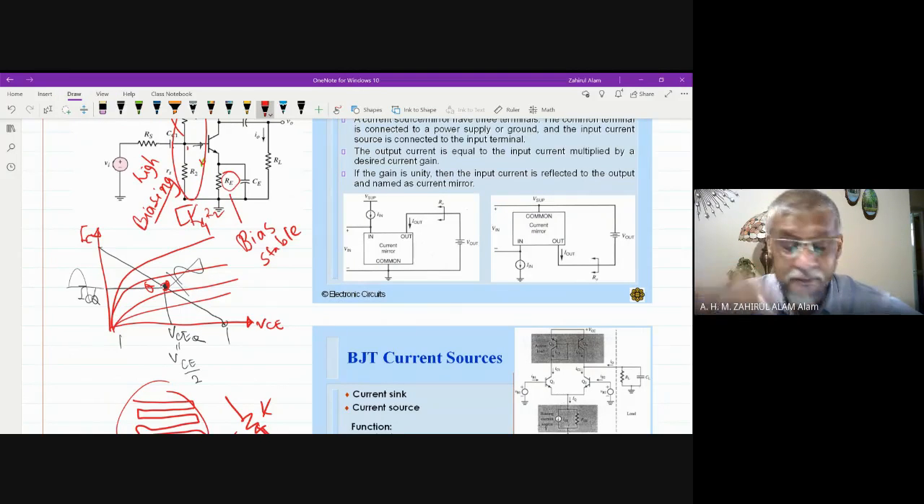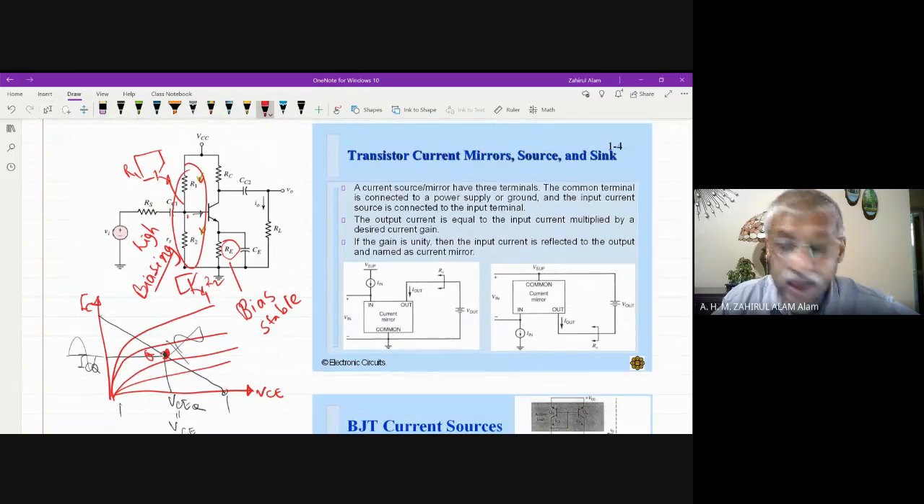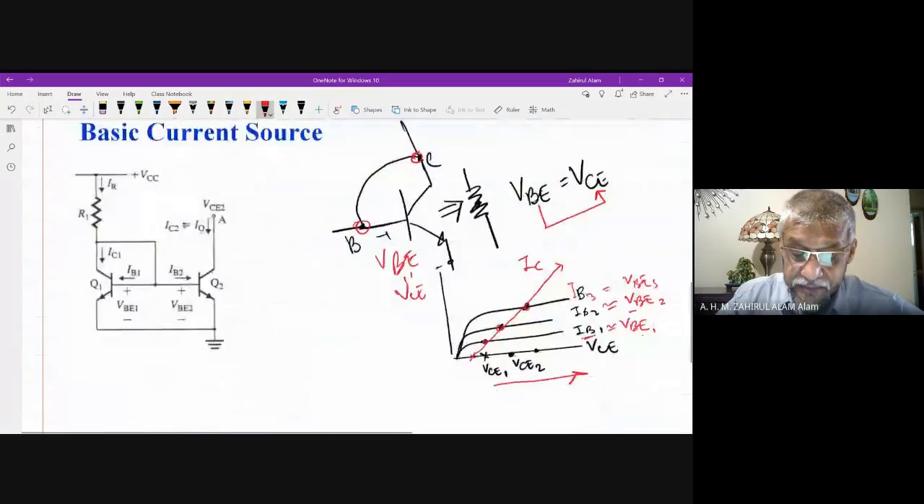So, but still, if we use these two transistors, these transistors occupy a little bit of area. So then it is better to avoid these resistances R1 and R2. So how to avoid this?